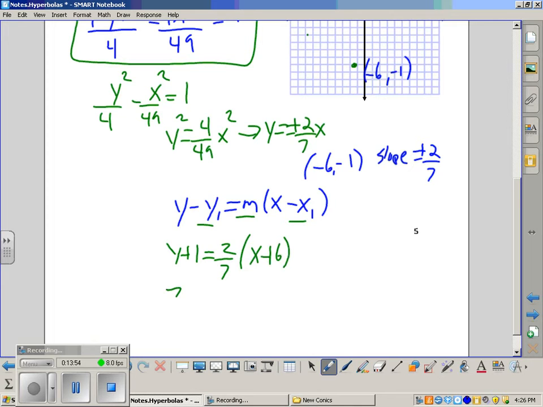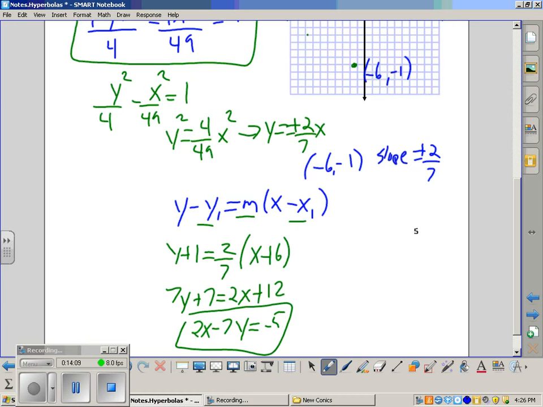Multiply everything by 7. This question didn't say this, but I want to get the answers in standard form. So 2x minus 7y equals -5. There's the first equation.